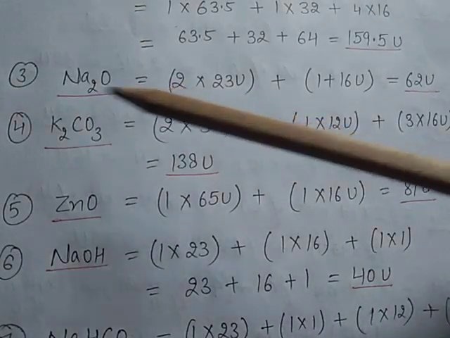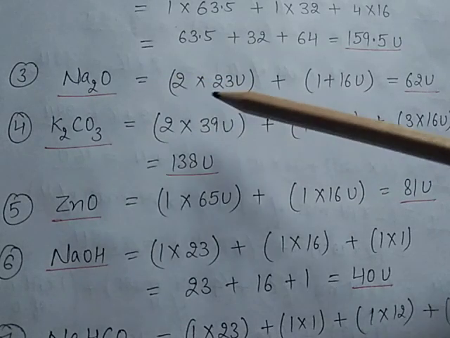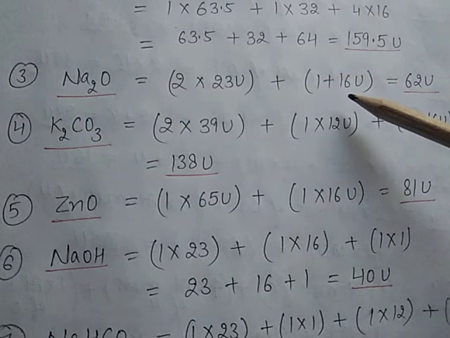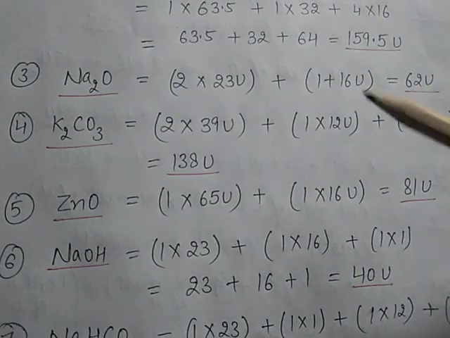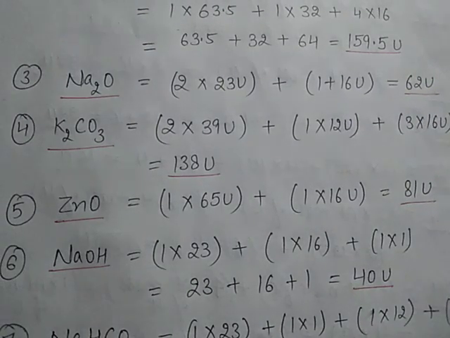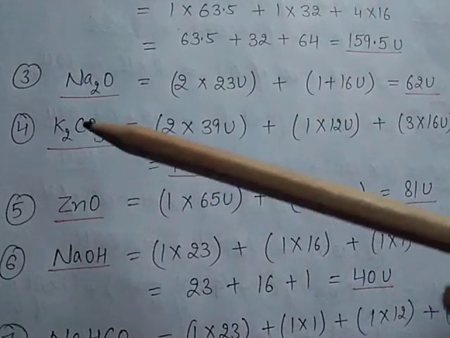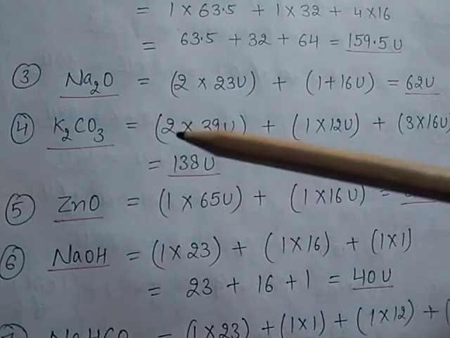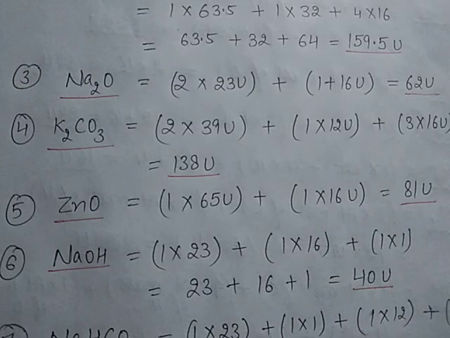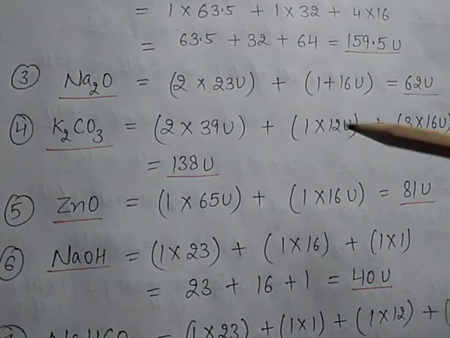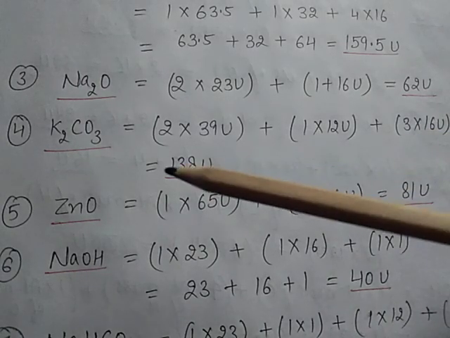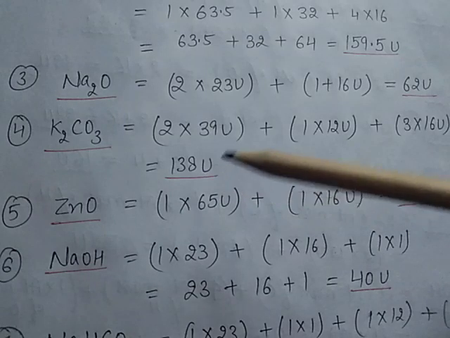Now we take the next example, that is Na2O. Here 2 multiplied by 23, 23 is the atomic mass of sodium, plus 1 multiplied by the atomic mass of oxygen, 16, and that is equal to 46 plus 16, that is 62 u. Now the next example is K2CO3. Here 2 multiplied by the atomic mass of potassium, which is 39, plus 1 multiplied by the atomic mass of carbon, which is 12, plus 3 multiplied by the atomic mass of oxygen, which is 16, and this is 138 u.